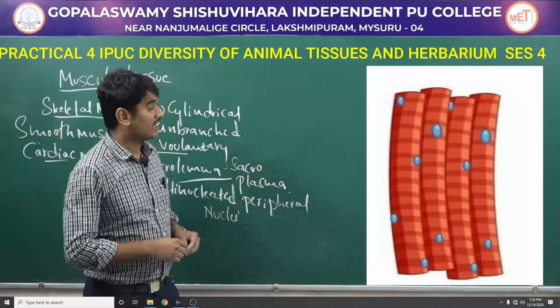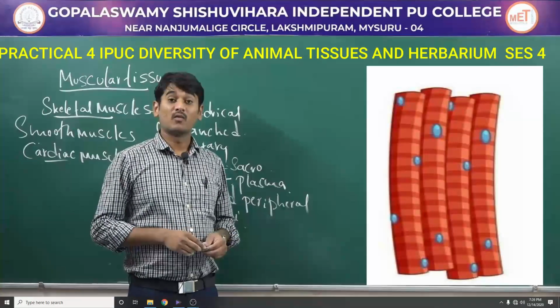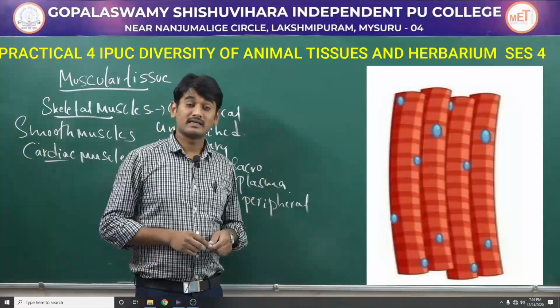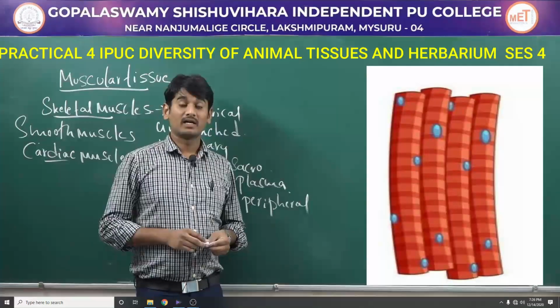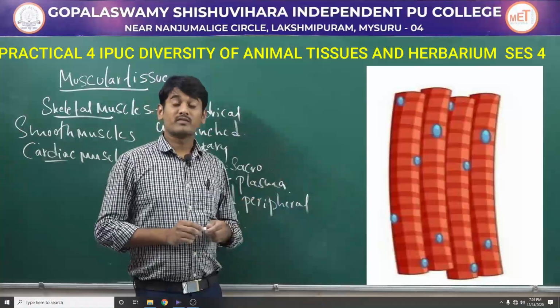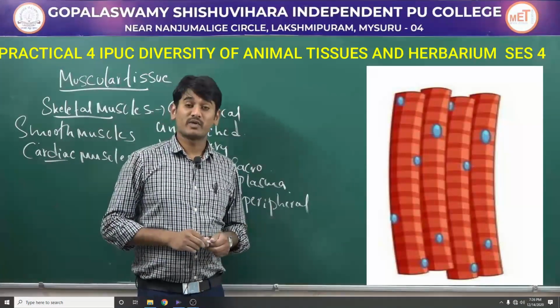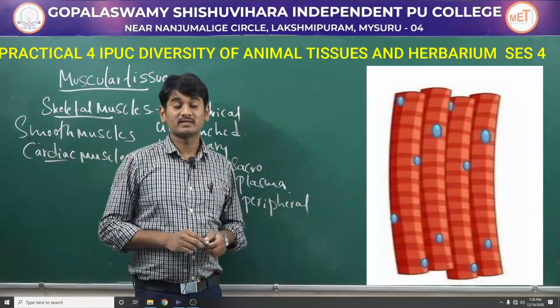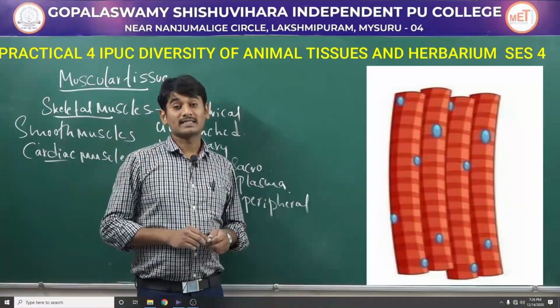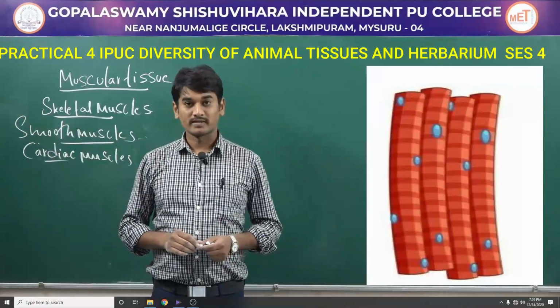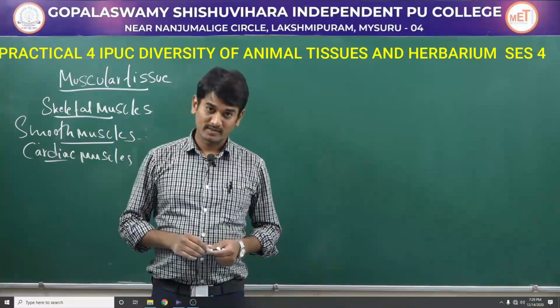Skeletal muscles are cylindrical and unbranched, and these are all voluntary muscles, with sarcolemma and a thin sarcoplasm. They show multinucleated peripheral nuclei and numerous myofibrils, which means muscle fibrils, showing alternate dark and light bands. The next one is smooth muscles.